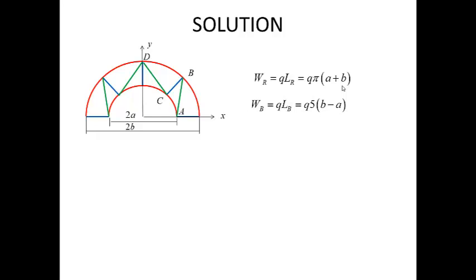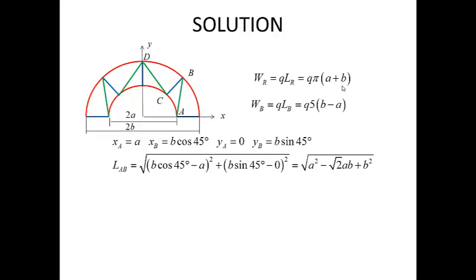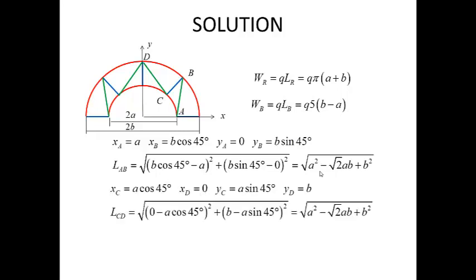Now, in order to find the length of the reinforcement or the green bars, I will start with the bar AB, and I observe that the points A and B have the following X and Y coordinates. From these coordinates, I can compute the length of the bar AB: XB minus XA squared plus YB minus YA squared, which gives me this compact expression. I can do exactly the same thing for the bar CD, where I define the coordinates XC, XD, YC, YD, and compute the lengths.